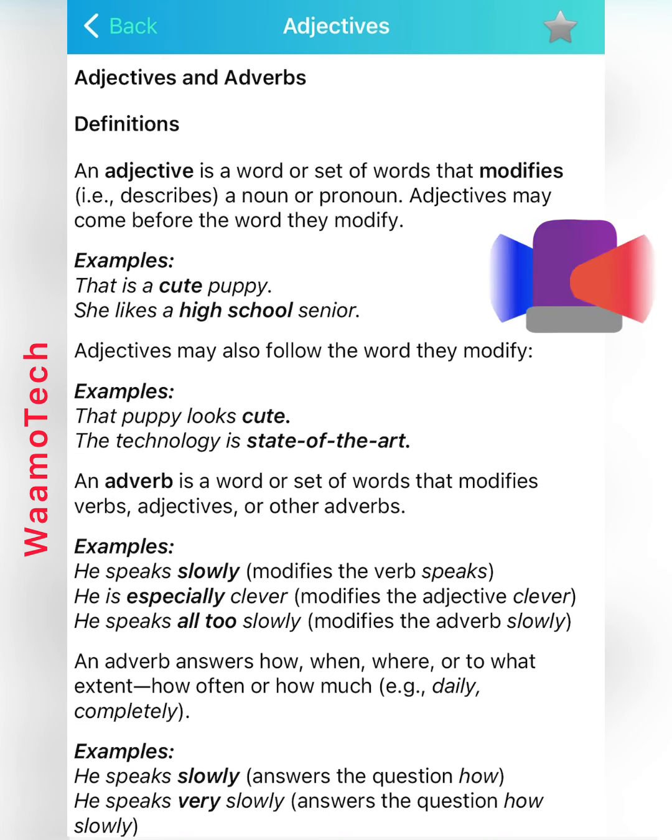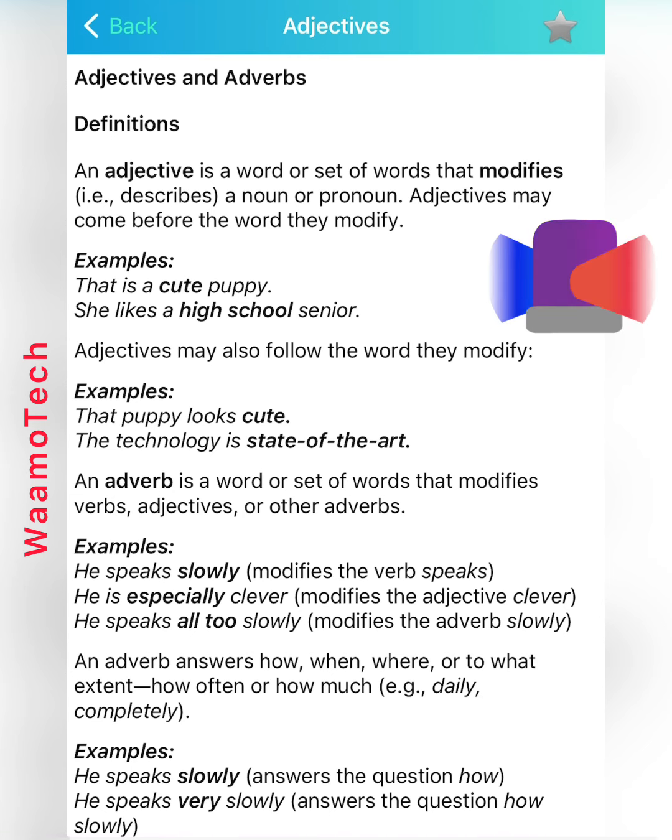But in the second example, she likes a high school senior, the adjective is denoted as 2 words, bolded, high and school, a set of words, a group of words. And they are saying something about the noun senior or the pronoun she. She likes, what does she like? She likes a high school senior. Or senior, what kind of senior? High school senior. So it's both saying something about the pronoun she and at the same time the noun senior.